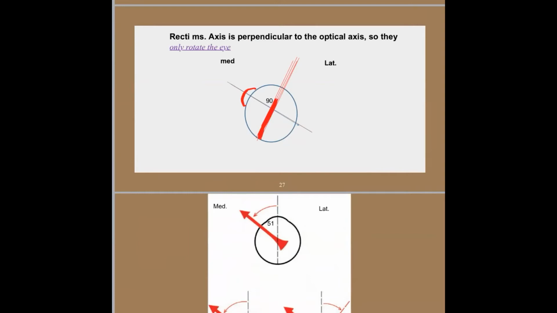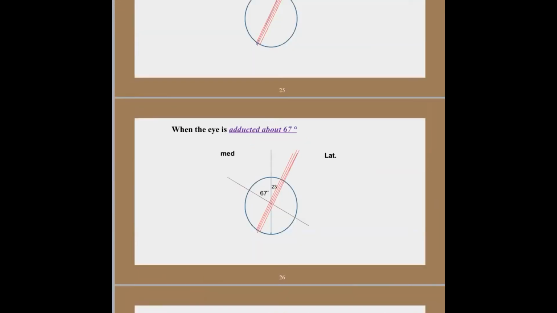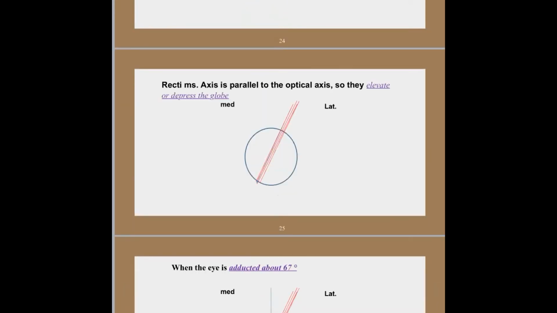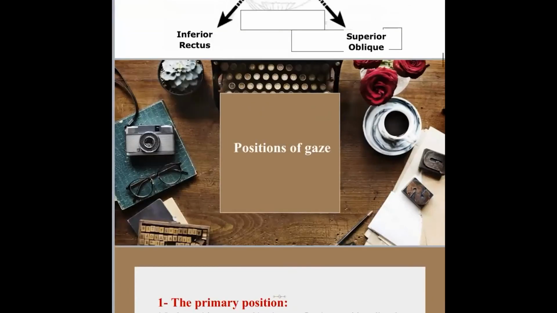So when you shorten, this will result in torsional movement. And here, imagine that the direction will be here. You are directing the cornea here. This means that you are parallel to the muscle. So when you contract the muscle, this will result in elevation or depression. I think right now it is easier.